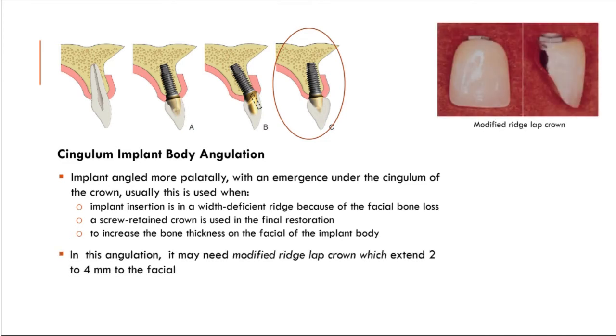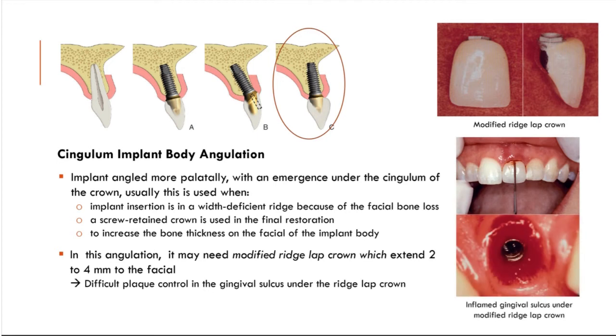In these angulations, they may need a modified ridge lap crown which extends 2 to 4 mm to the facial. In this type of crown, it will be more difficult for plaque control, especially in the gingival sulcus under the ridge lap crown.